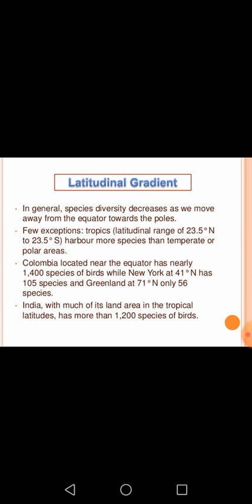So students, it's quite common that if we move from the equator to the polar regions, we will find that the population density or species diversity is regularly decreasing as we move from the equator towards the poles, except for a few exceptions. I am giving you one example: the latitudinal range of 23.5 degree north to 23.5 degree south harbors more species than temperate or polar areas.